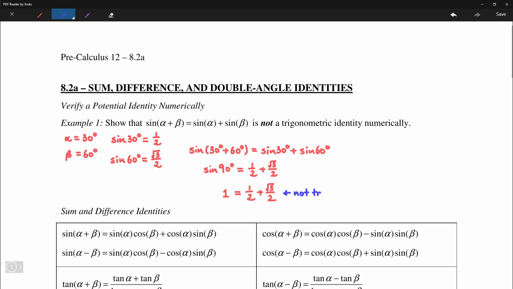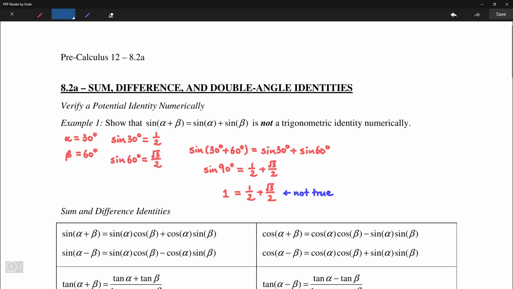So therefore, sine alpha plus beta equals sine alpha plus sine beta is not an identity. And to show that an expression is not an identity, we just have to show it for one value. In this case, we let alpha be 30 and beta be 60 degrees, and that is sufficient to show that it is not an identity.